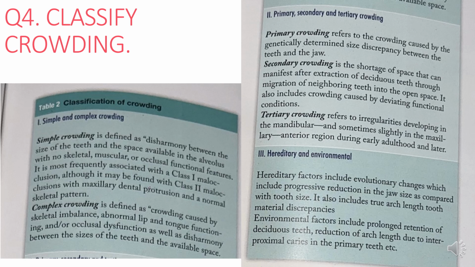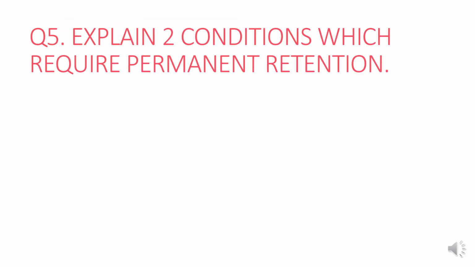Next are hereditary and environmental. Hereditary factors include evolutionary changes, which include progressive reduction in the jaw size as compared with the tooth size. And environmental factors include prolonged retention of deciduous teeth, reduction of arch length due to interproximal caries in the primary teeth, etc. Number 5 is explain two conditions which require permanent retention.